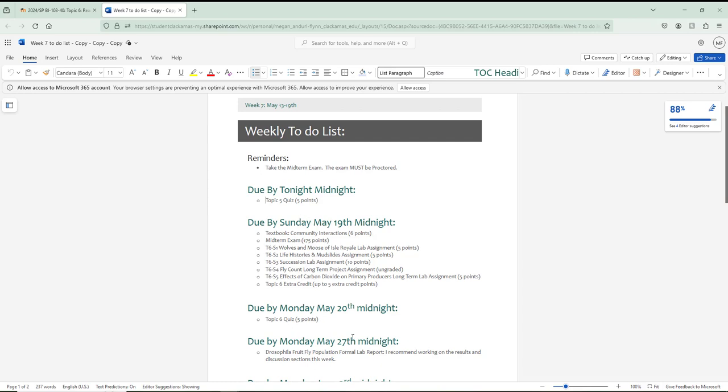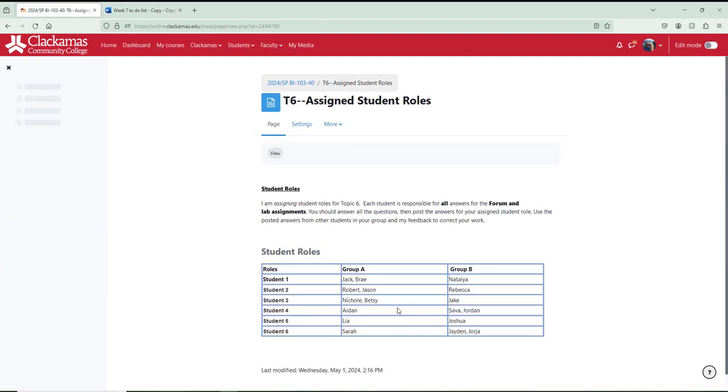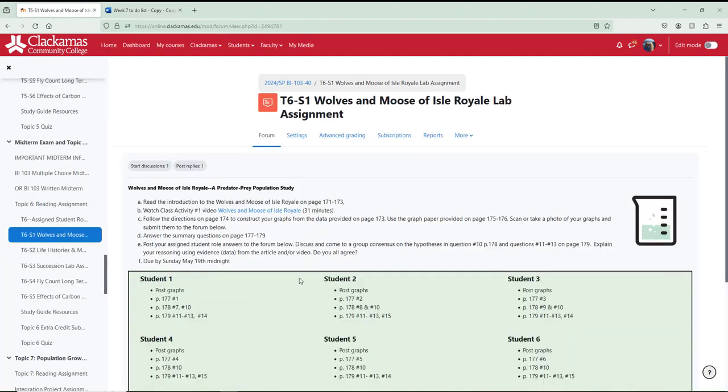So let's get into the different assignments, make sure we understand what we're doing. Okay, so we have our student roles for the week. Make sure you take note of which student role you are. And then we'll get into the different community interactions we'll learn about.